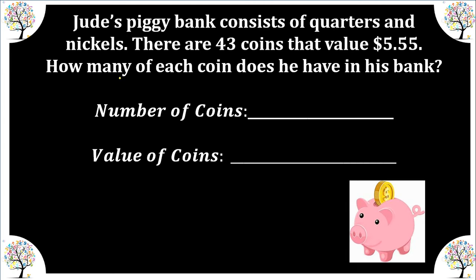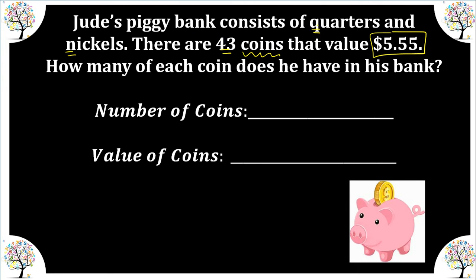Okay, let's take a look at our third example. Jude's piggy bank consists of quarters and nickels. There are 43 coins, and the value of those coins is $5.55. How many of each coin does he have in his bank? Now, this problem does not have a constant rate of change, so we are going to set up two equations using standard form.